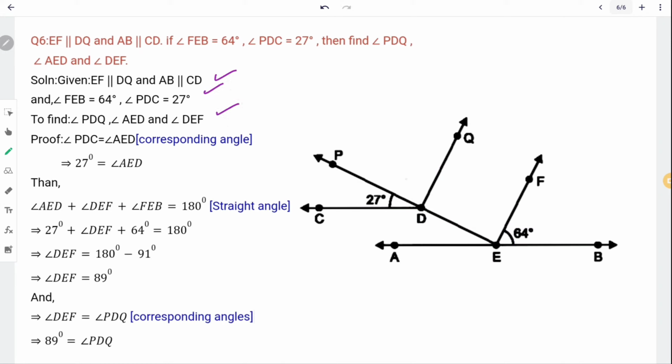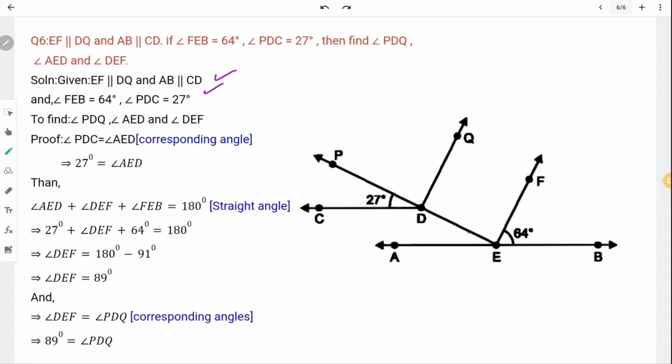Right now, can you say what angle PDC is? When you look at PDC, this angle is equal to AED. The reason being they are both corresponding angles. Okay, and we already know PDC is 27, so AED will also be equal to 27 degrees. So we already found one of it. Now let's go to the next.